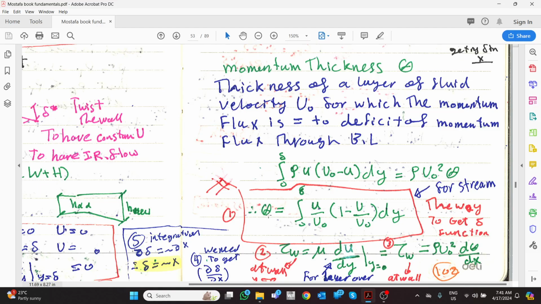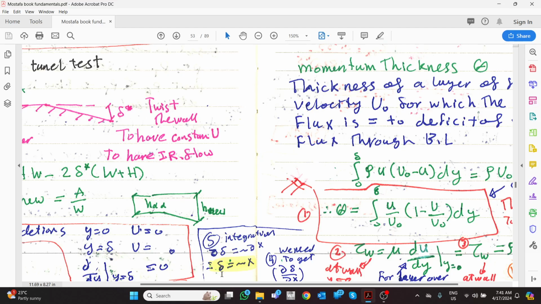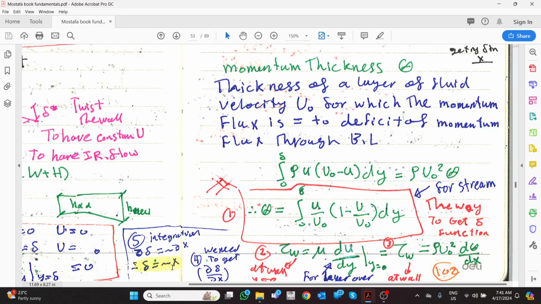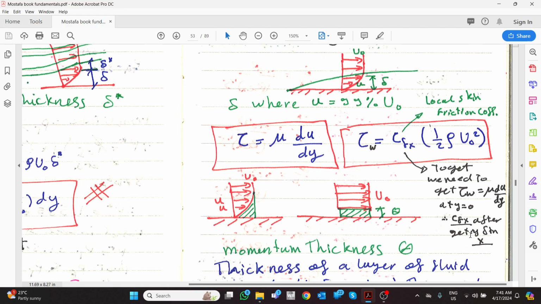To define at the end, we need to reach what delta is in terms of x. What is delta as a function of x? Because if we know delta as a function of x, we agreed that we can get cfx. Again, if we know delta as a function of x, we will know cfx. This is very straightforward. Okay, let's go.